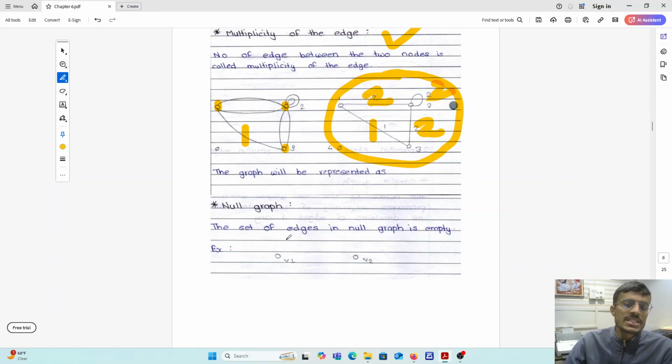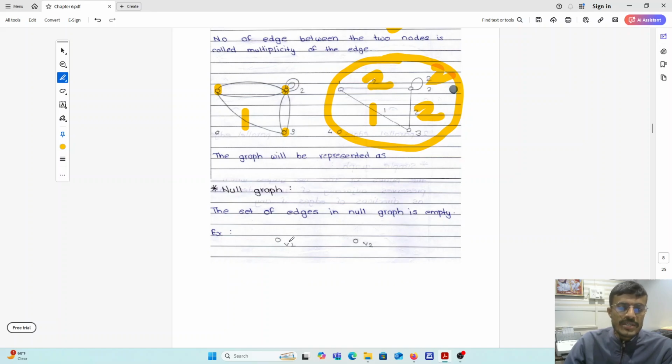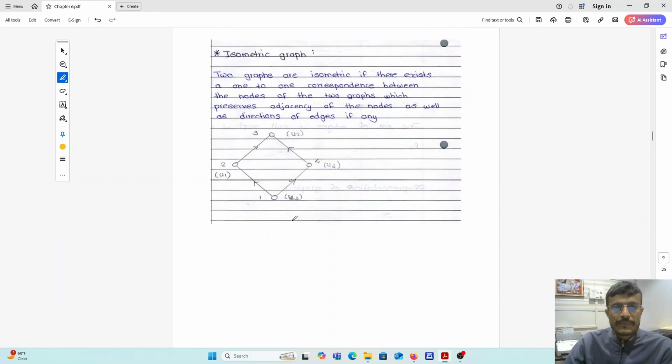Then null graph. Null graph means the set of edges in the graph is empty. If you see here, here is one node V1, here is V2 as another node, and the set of edges is empty. So there is no edge between V1 and V2. That's why it is called a null graph. Also you can say V1 and V2 are isolated from each other.